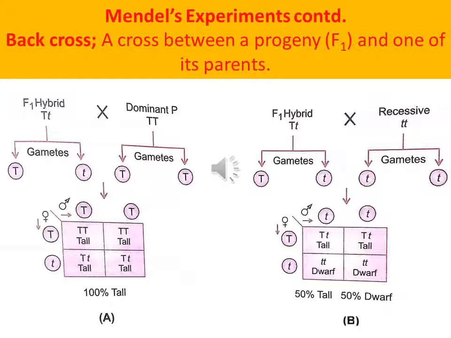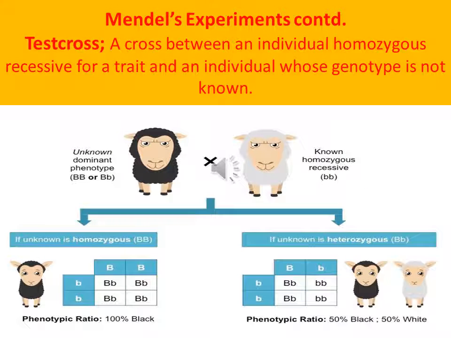As in this Punnett square. When, on the other hand, we have the F1 hybrid being crossed with the recessive parent. Here is Mendel's test cross. Here we have an individual homozygous recessive for a trait being crossed with an individual whose genotype is not known. Here we have black color, which will be either homozygous black or heterozygous, being crossed with a known white color recessive.